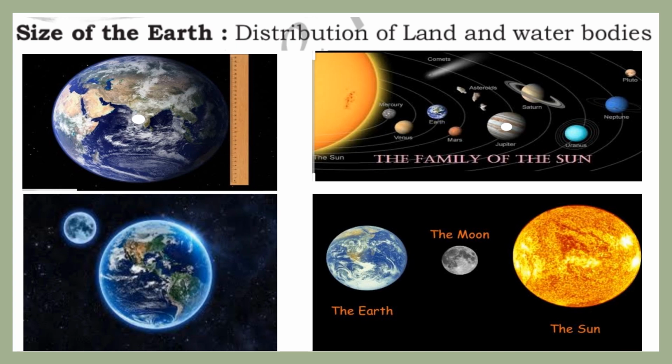Size of the earth, distribution of land and water bodies. The earth is the fifth largest planet in the sun's family. The diameter of the earth is approximately 4 times greater than the size of the moon and it is around 107 times less than that of the sun.